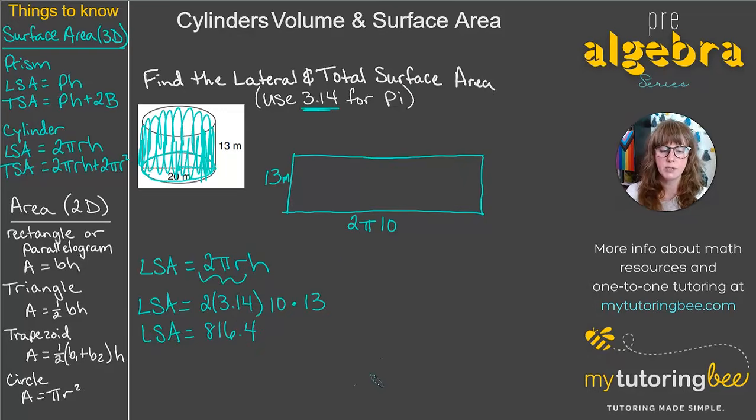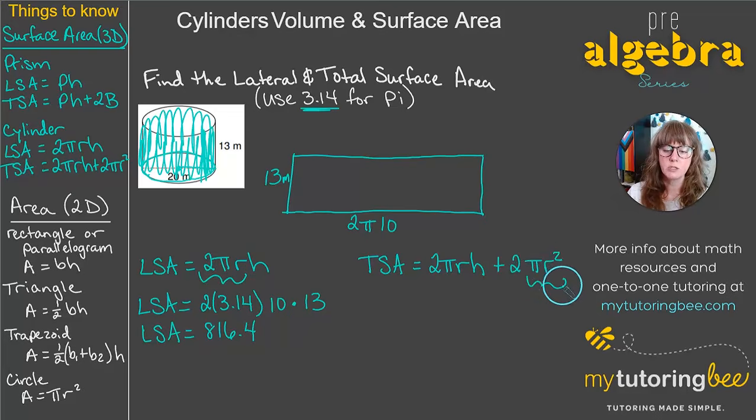Okay, so now let's talk about total surface area. So let's look at our total surface area formula. Again, we have that 2 pi r h, and that is the lateral surface area. That matches exactly with what we just found. But then we are adding on 2 pi r squared.